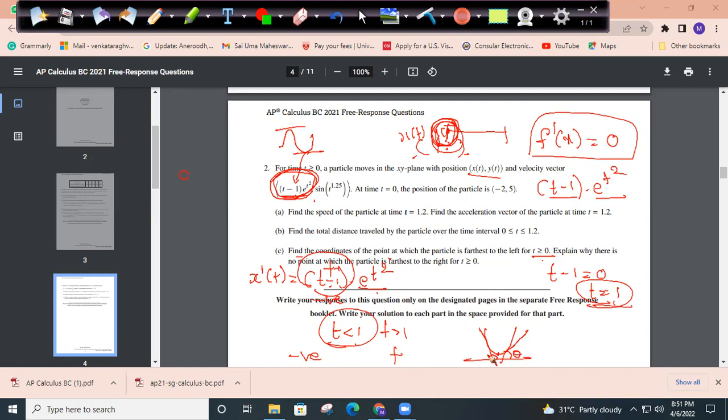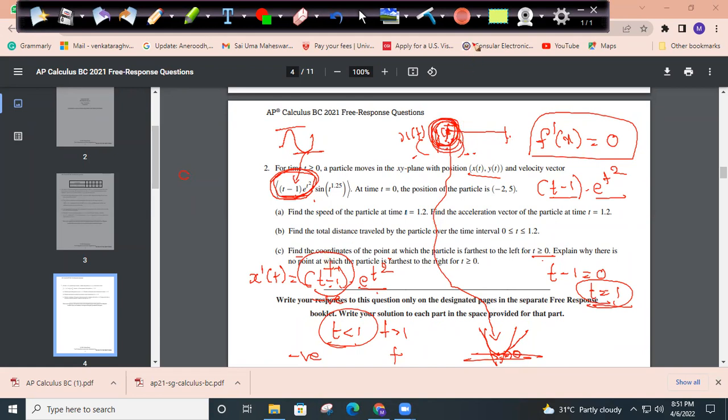So if the derivative of the function is changing from negative to positive, what did we discuss? The function will have a local minimum. Since the function will have a local minimum, minimum means this should be the farthest point. So t equal to 1 is the critical point, and the critical point is a minimum value. Since it is a minimum value, we consider it as farthest from the given point.